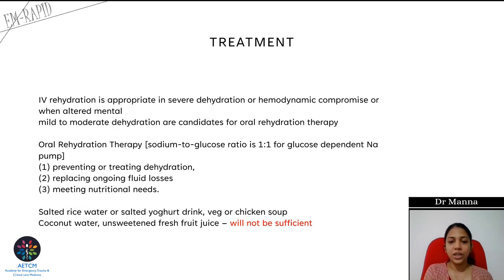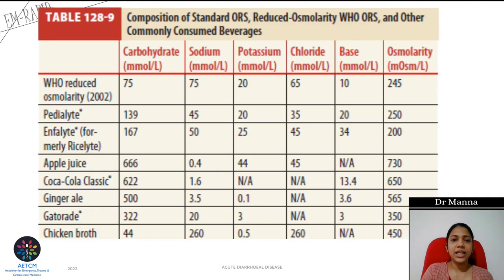Some other things which can supplement ORS are salted rice water, salted yogurt drink, vegetable or chicken soup. These things contain glucose along with sodium. So these can also be used instead of ORS. But coconut water, unsweetened fresh juices and the like will not be sufficient, because a sufficient amount of sodium and glucose will not be there. Either one will be deficient in each. So these are some of the solutions which are used.